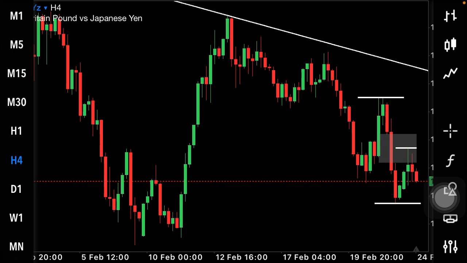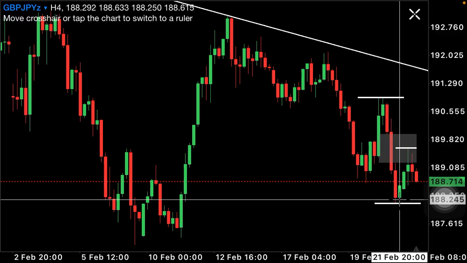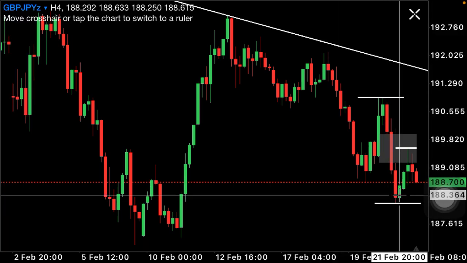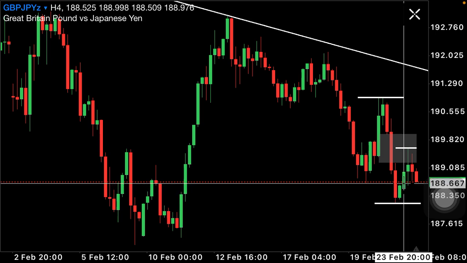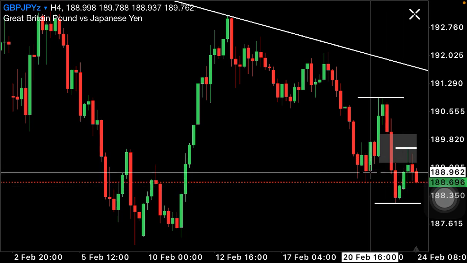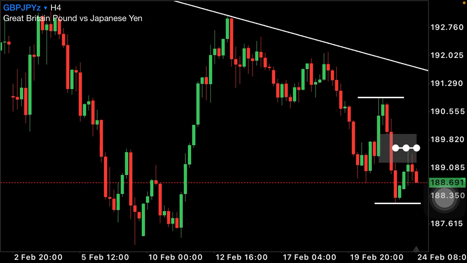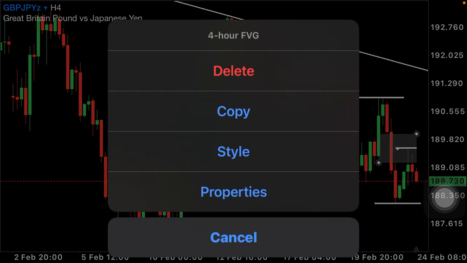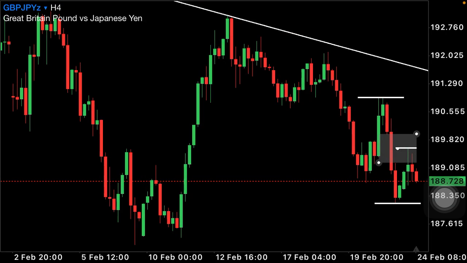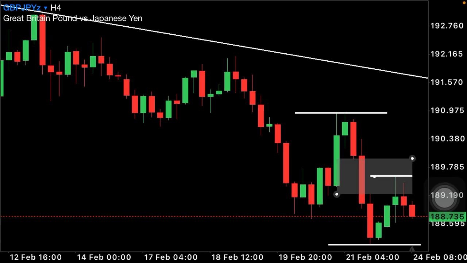So after that, it formed a bullish Harami pattern. So it went up. Why did it go up? Look at something. This, no, not this. This, I call it the 4 hours FVG, 4 hours fair value gap. What does that mean? Let's zoom in.